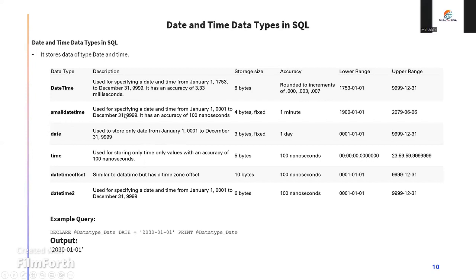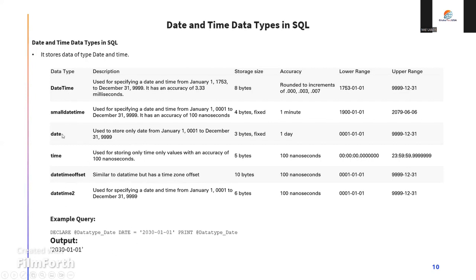And you can use smalldatetime. You can use the date itself only. You can use the time. You can use datetimeoffset, which is similar to the datetime data type but has a time zone offset. You can use the datetime2 type too. These are the date and time types you can use, right?